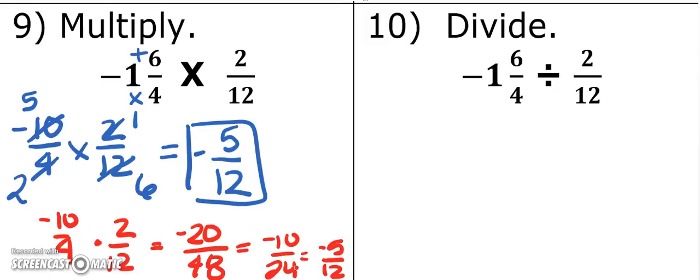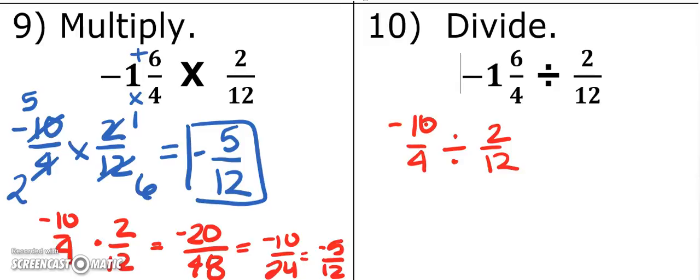Now I'm going to do the exact same problem, except this time it's going to be dividing. So again, anytime you have a mixed number, you first need to make it into an improper fraction, and I'm going to get negative 10 fourths divided by 2/12. Step 2 is, you actually don't divide here, you actually end up multiplying by the reciprocal.